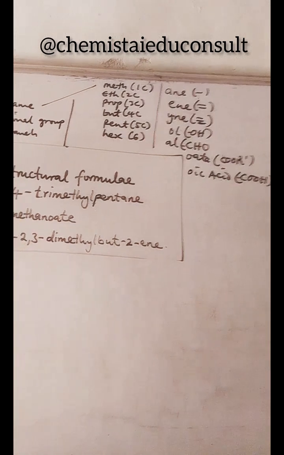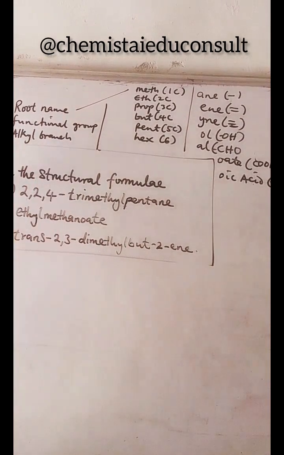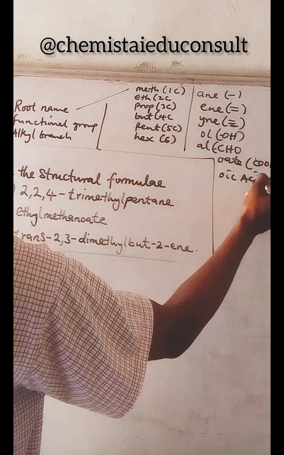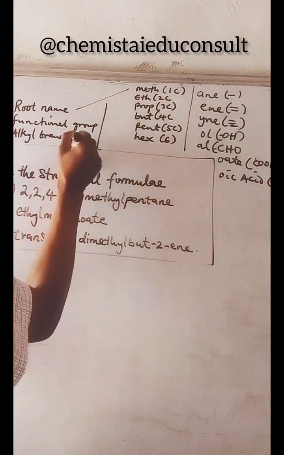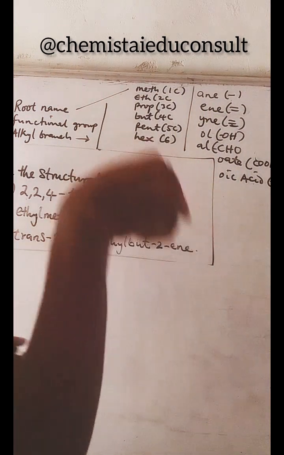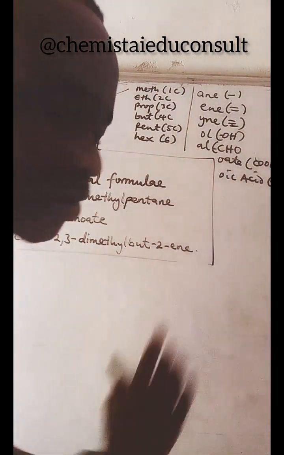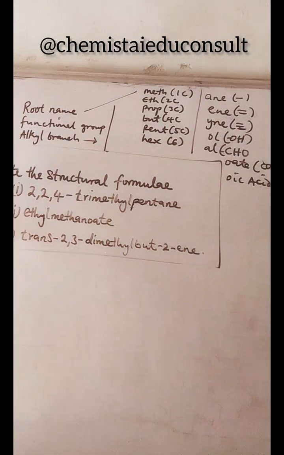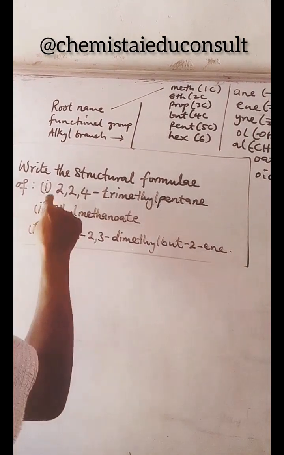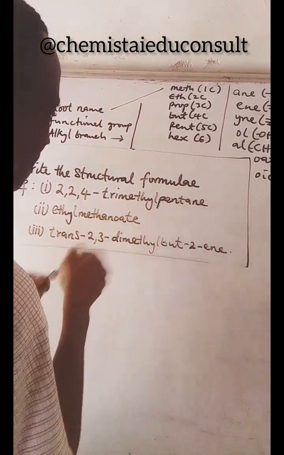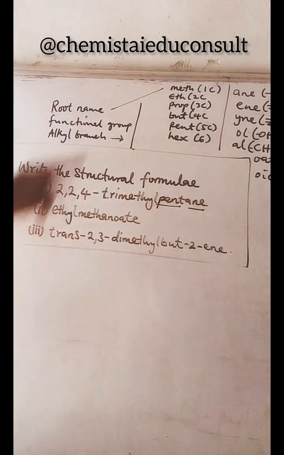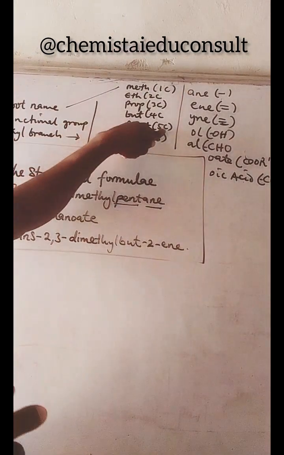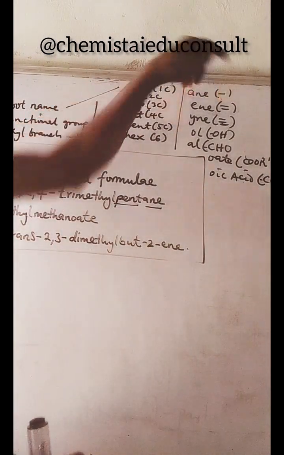The next thing you discover is the alkyl group. You know, the root name contains the number of carbon atoms and the functional group. Alkyl groups mean the number of carbon atoms at the branch, the carbon atoms that branch off from the main root chain. Now let us discover the root in number 1. Number 1 is 2,2,4-trimethylpentane: pent and ane, meaning 5 carbon atoms having single bonds within them.